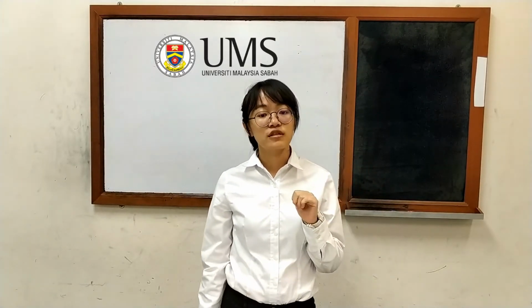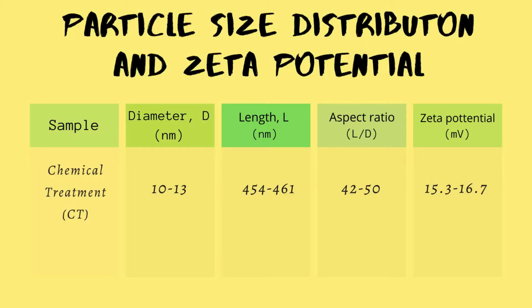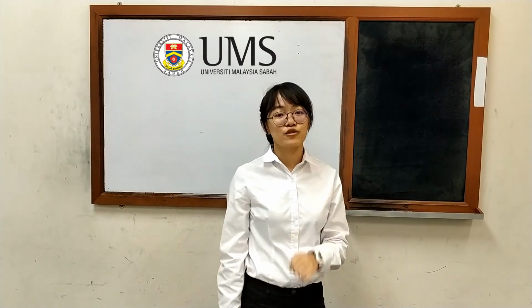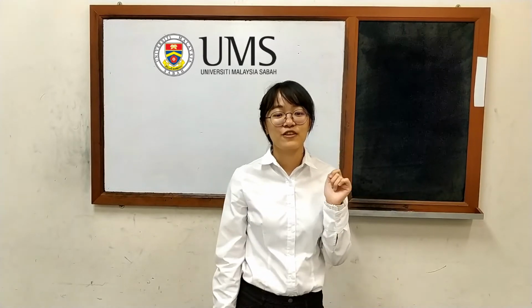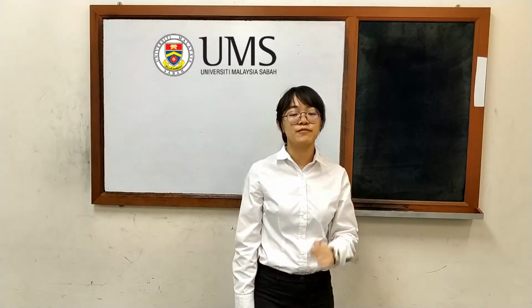For the particle size distribution and the zeta potential, the length of the cellulose is affected mostly by chemical and enzymatic treatment, with lengths in the range of 454 to 475 nanometers for CT and 2889 to 3105 nanometers for ET. For the zeta potential of cellulose by CT and ET, we can go through the table below.